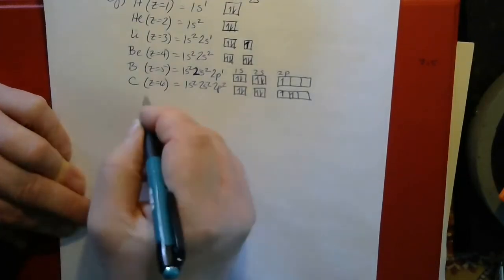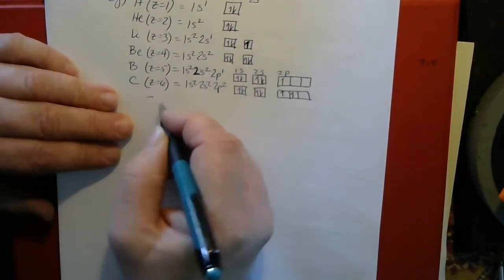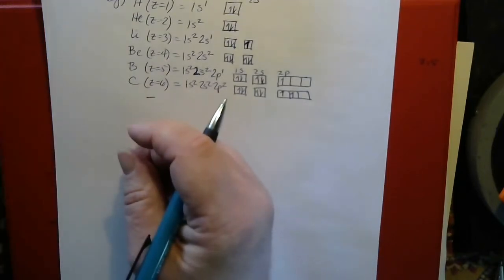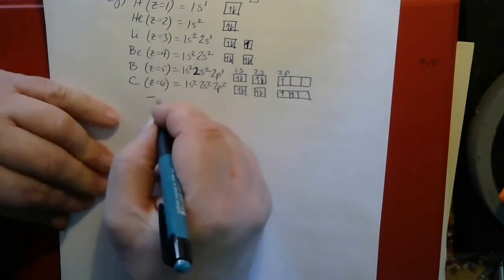And this is an example of Hund's rule of maximum multiplicity. Our book just calls it Hund's rule. I'm kind of disappointed. I like saying maximum multiplicity.